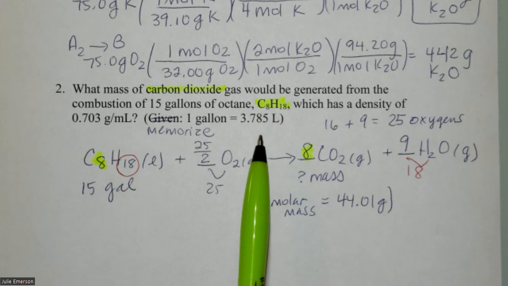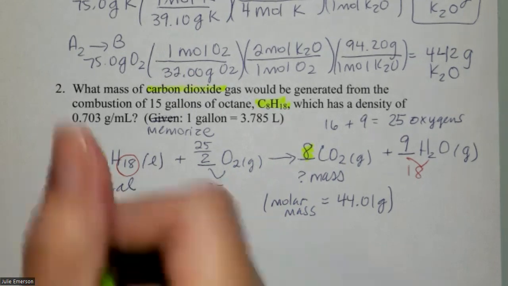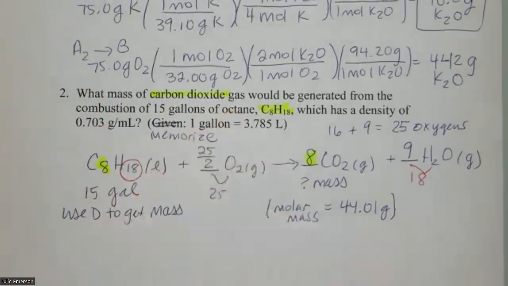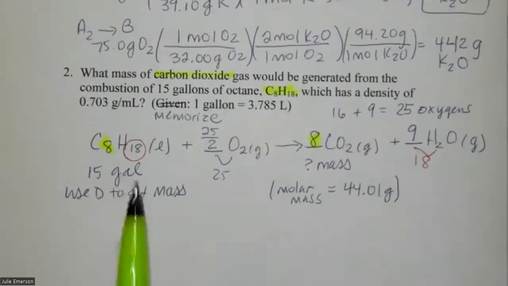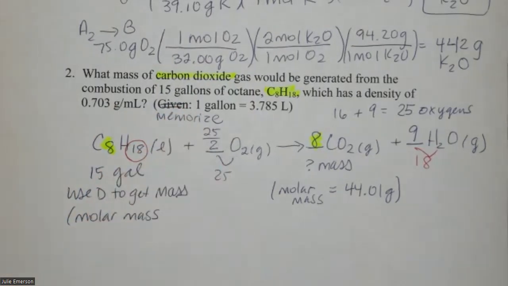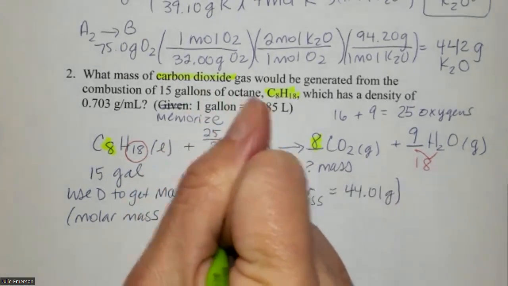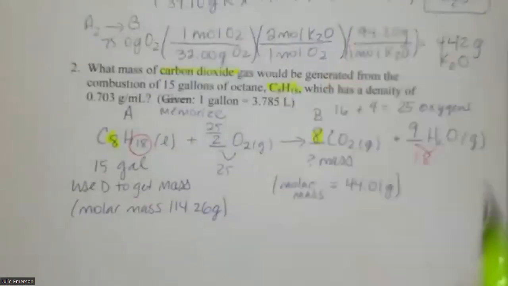All right, then liters, we could go to milliliters. And we also have a density. So we're going to use the density to get mass, right? Because we'll be able to convert between milliliters to grams. And then once we have mass, we're going to need molar mass to get to moles. So if I take those 8 carbons at 12.01 apiece and add that to the 18 hydrogens at 1.01 apiece, we get 114.26 grams.